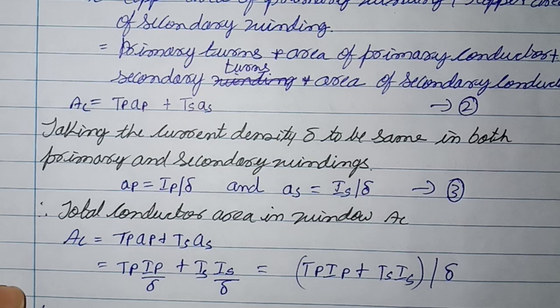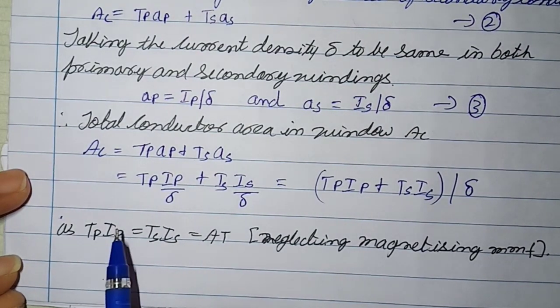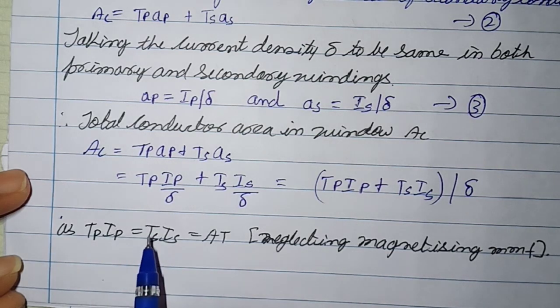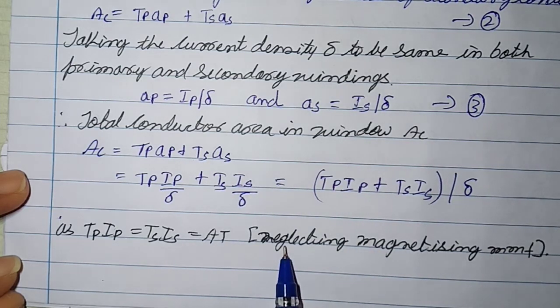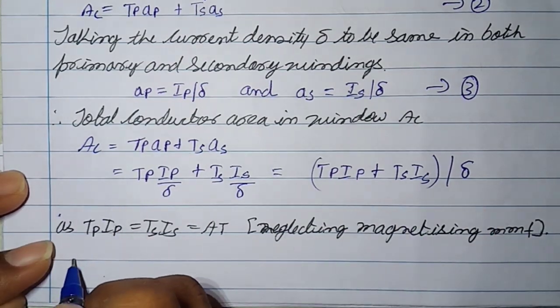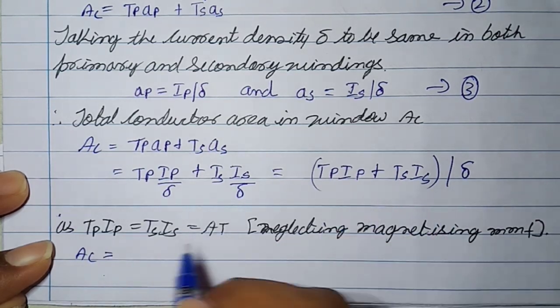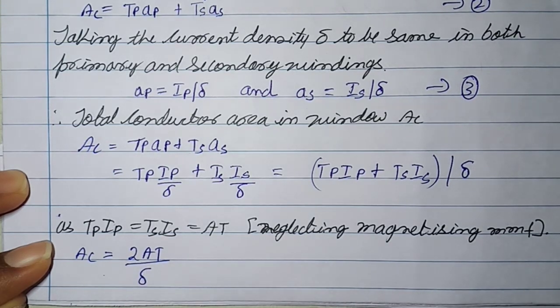So if you are taking TPIP and TSIS to be equal to AT, that is the amp turns, this is nothing but turns and ampere only. So we are taking TPIP equal to TSIS, which is equal to AT. To assume this, we'll have to neglect the magnetizing MMF. When we are neglecting the magnetizing MMF, we get this equation. So therefore AC will be equal to 2 times AT by delta.